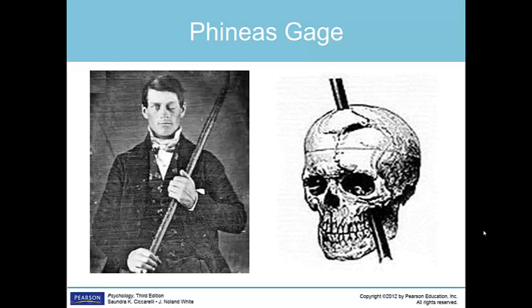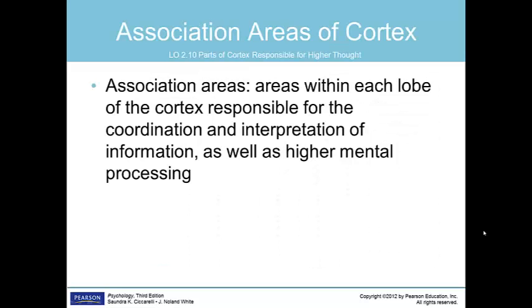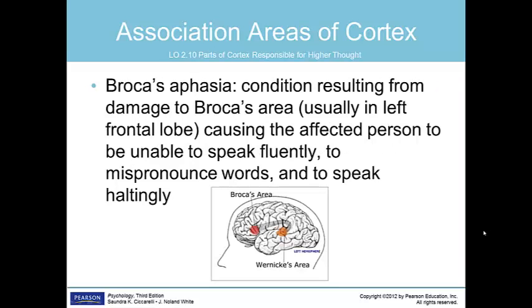It is documented that after his accident, Phineas's personality changed. He went from being a friendly, well-liked man to one who had a loss of inhibitions and inappropriate behavior. Because of Phineas, we know that the frontal lobe houses personality. The association areas within each lobe of the cortex are responsible for the coordination and interpretation of information, as well as higher mental processing like learning, remembering, speaking, and thinking.